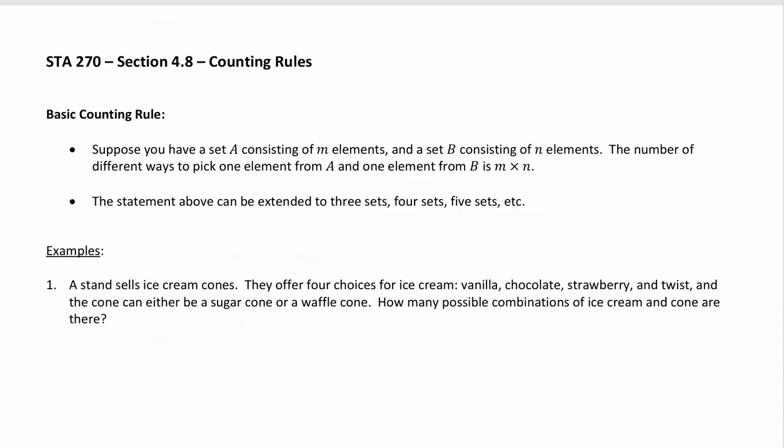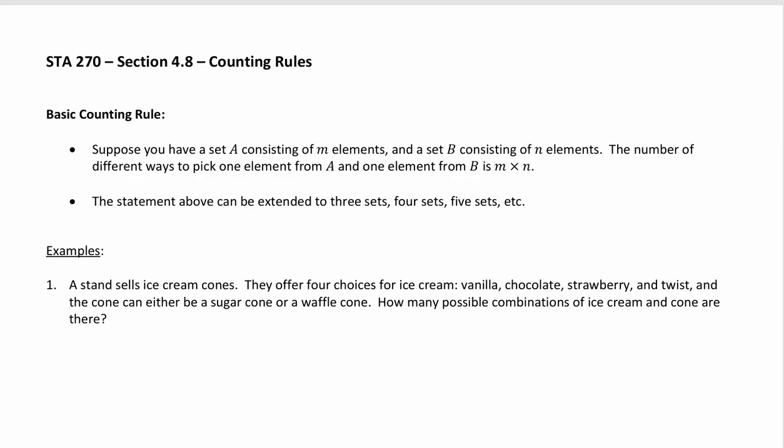So the basic counting rule, which is what the first page is about, is just that if you have two different events where one has a certain number of options and the other one has some possibly different number of options, then to figure out the total number of possible outcomes, you can just multiply. And that's pretty much what this is getting at. So like here, if set A consists of m elements, set B consists of n elements, then the number of ways you can pick one thing from A and one thing from B is m times n.